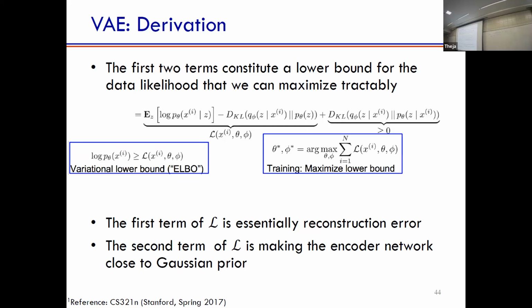We know that each of these terms, KL divergence especially, is non-negative. That's just a property of this dissimilarity measure: it's 0 when both distributions are the same, and the moment the two distributions are different, it's non-negative.